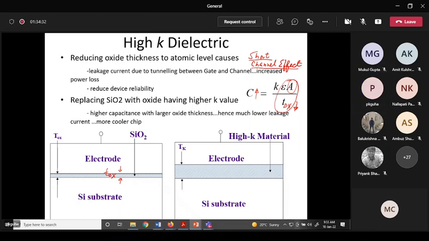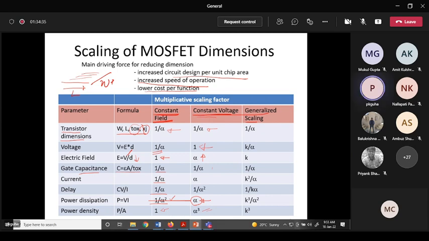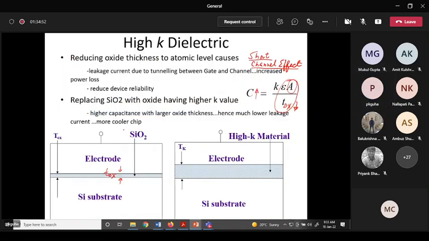You remember we mentioned that we have to reduce this Tox also. This is the reason why we need to reduce Tox. If we reduce Tox, then we will have better control from the gate side, because if you reduce Tox, you will be able to increase the capacitance. Now if we reduce Tox, it will increase the capacitance, but it might increase the leakage current through the gate oxide. It might create some reliability issue at the gate.